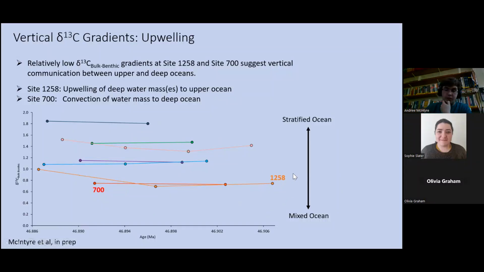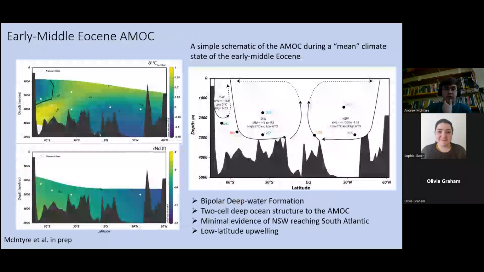But we also noticed that 1258, a low latitude site in the Atlantic, has a really low gradient. And we suggest that to get this low gradient, you have to have a very well mixed ocean, and there has to be communication from the deep, from 3,000 meters water depth, to the upper ocean. And the best interpretation of that is that we have upwelling occurring at this site, which is really interesting.